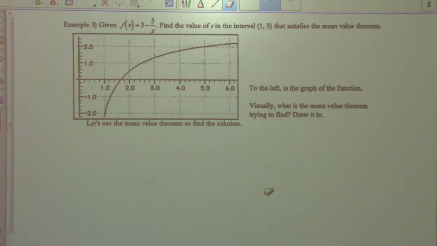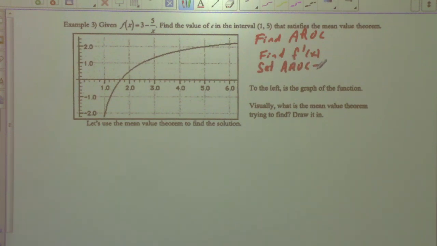Okay, I'll tell you what it is. Step 1: find the average rate of change. Step 2: find f prime of x. Third step: you have to set them equal to each other. Set the average rate of change equal to f prime of x, then solve for x.